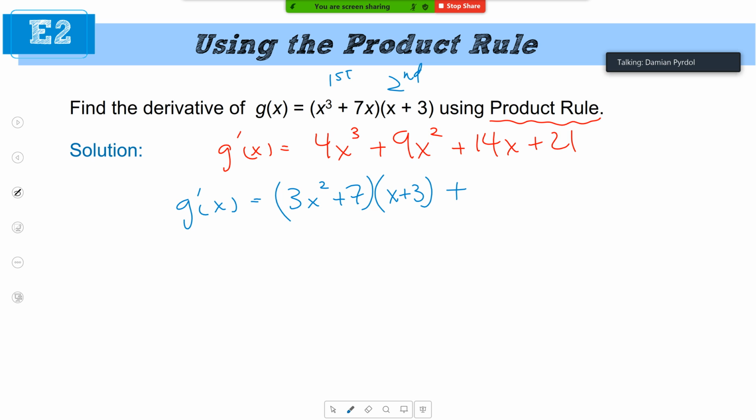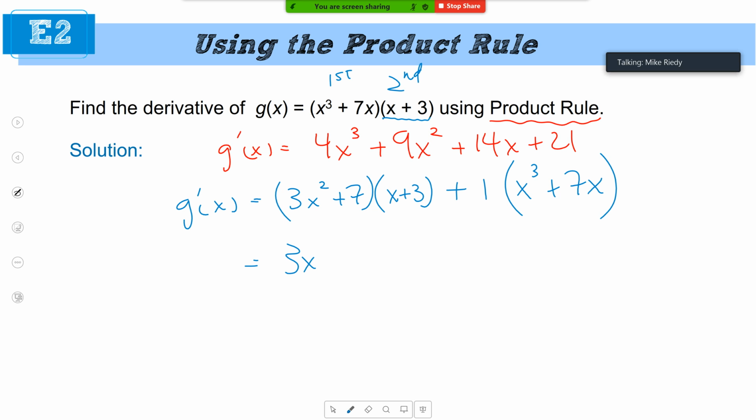Derivative of the second, so that'd be 3. Oh, whoa. What's the derivative of this? Oh, sorry, 1. One, yeah, I knew that's what you meant. Okay. And then multiplied by x cubed plus 7x. Your setup is perfect. Well done. Other than that little 3 mishap, which we'll let go.